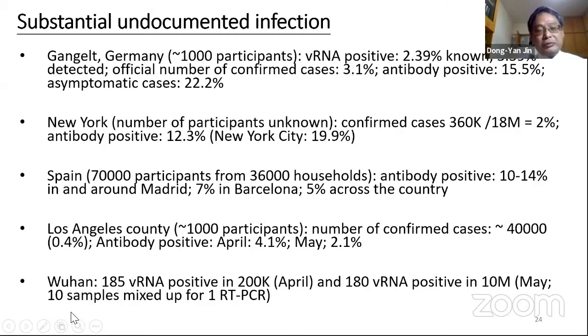And there are also two very controversial or funny studies. One is in Los Angeles County in California, with about 1,000 participants. The antibody positive rate in April was 4.1% and in May was 2.1%. So something could be wrong with this study. Otherwise, it's fairly unlikely that the antibody could just disappear. And the same dilemma also surrounds the studies conducted in Wuhan.